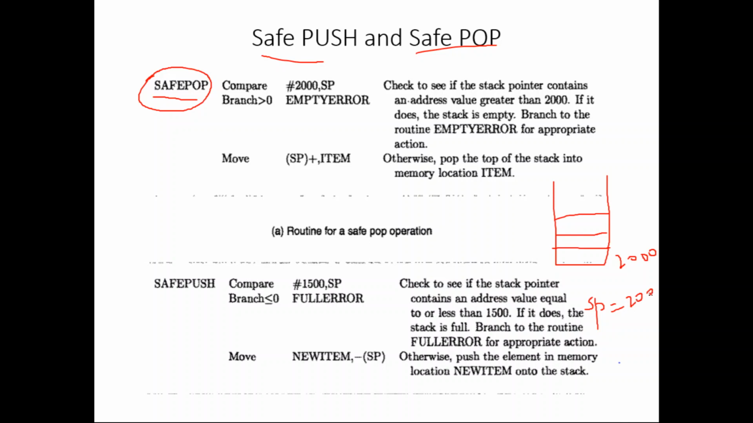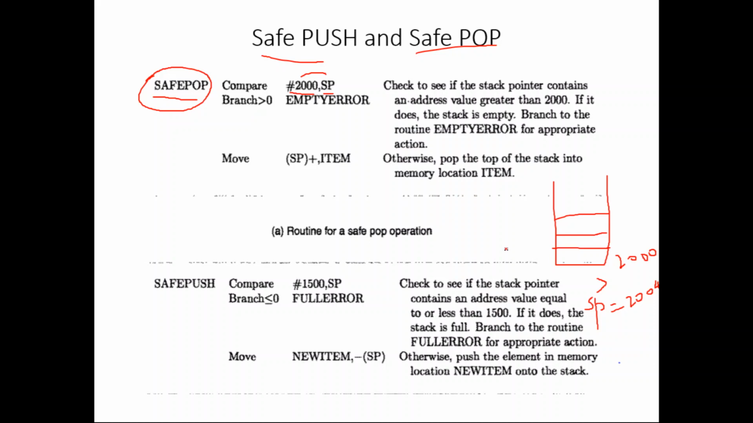Okay, so if SP contains anything greater than 2000, it means stack is empty. So that's what we are doing here. Compare #2000, SP. So this 2000 is compared with current SP. Okay, and we are checking branch greater than 0.